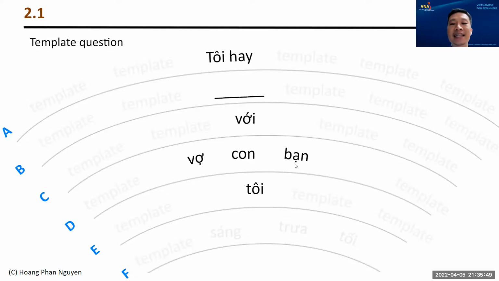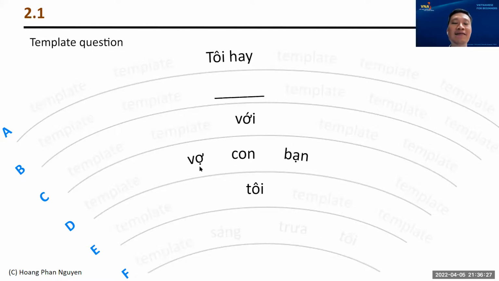Bạn. Bạn is friend. How do you say I often play golf with my friends? Tôi hay chơi golf với bạn. Với bạn tôi. Okay, I understood. We would practice this dropping tone later. Now another word.